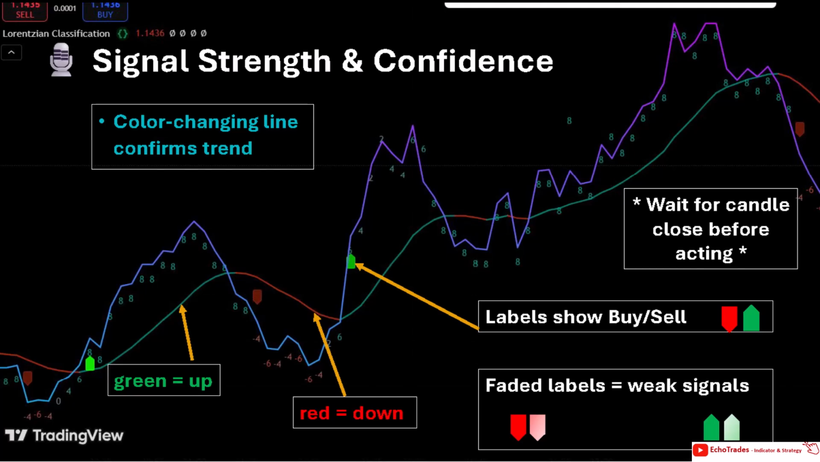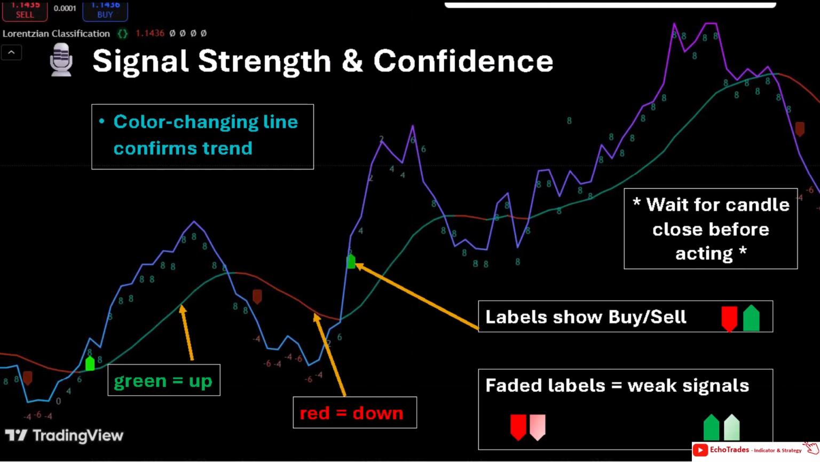Okay, so numbers for confidence, line for direction. And then, of course, you have the explicit labels, the red or green labels appearing directly above or below the candles. These are your actual sell and buy signals based on all that complex calculation happening underneath. All right, numbers, line, labels.